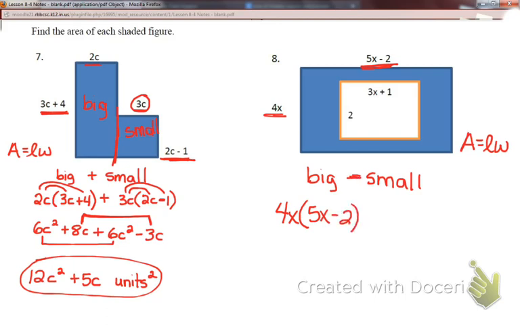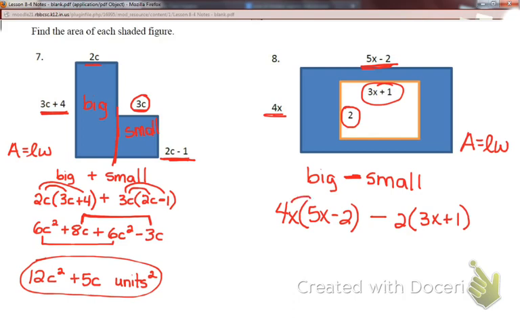And then I have this minus sign because I'm going to be subtracting the area of the small rectangle. So I'm going to put minus, and then the area of the small rectangle is going to be the 2 times the 3x plus 1. That's the length and the width of that one. So 2 times 3x plus 1, length times width. Now we'll just work on distributing.